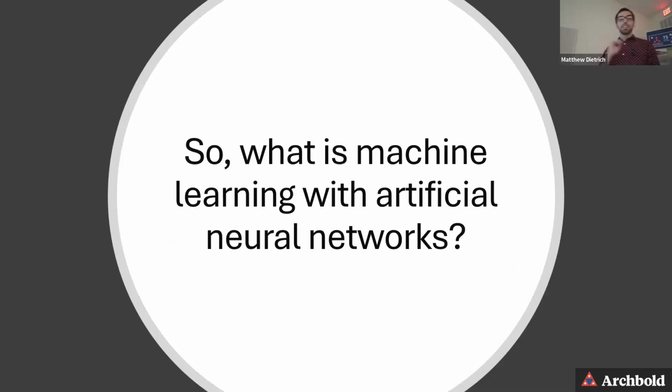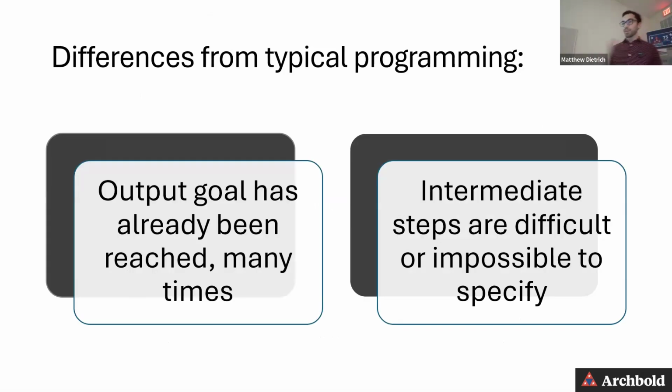So how is it different in machine learning with artificial neural networks? If we go back and think about baking a cake, instead of trying to build an individual recipe or individual steps, this would be like if I just told you whether or not you baked a cake correctly 1,000,000 times. Basically you have to reach the output goal many times, and you have to have some way to assess whether it was reached correctly or incorrectly. And then also the intermediate steps are difficult or impossible to specify.